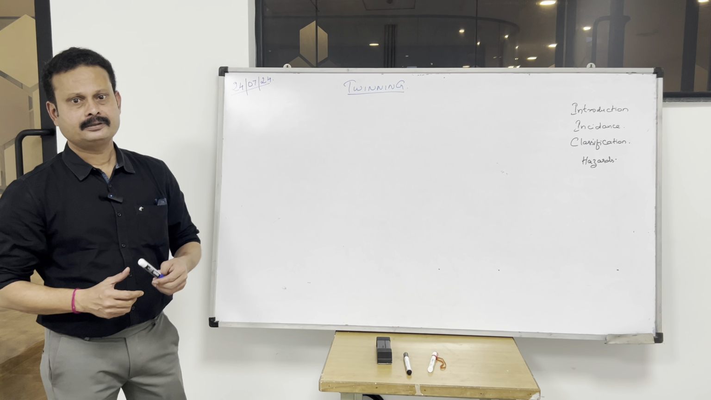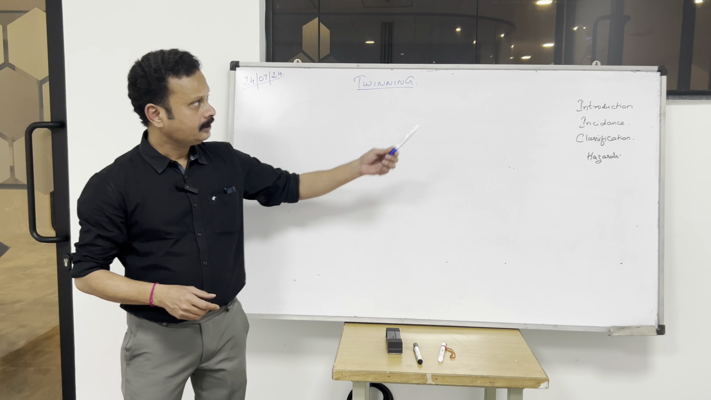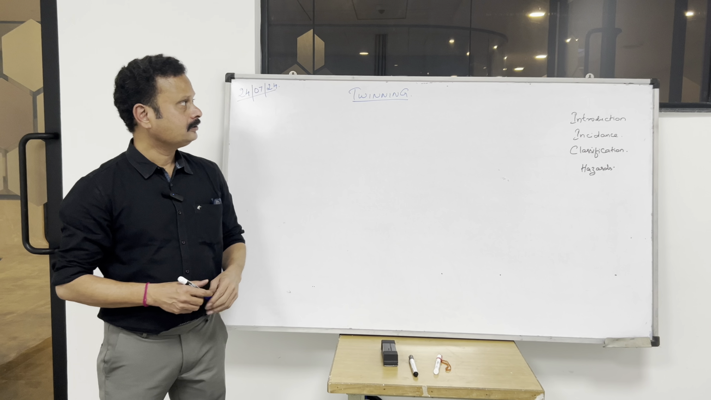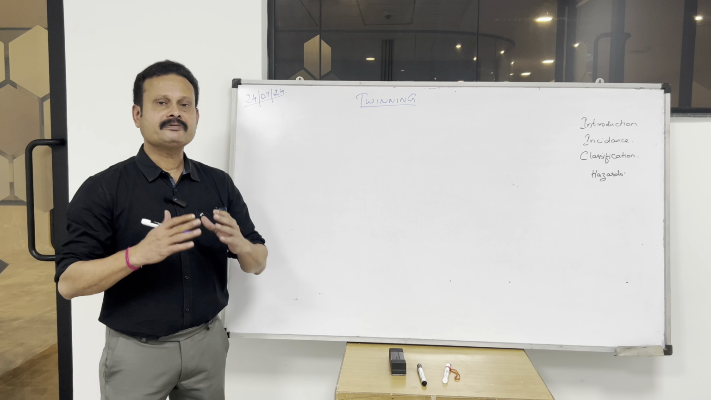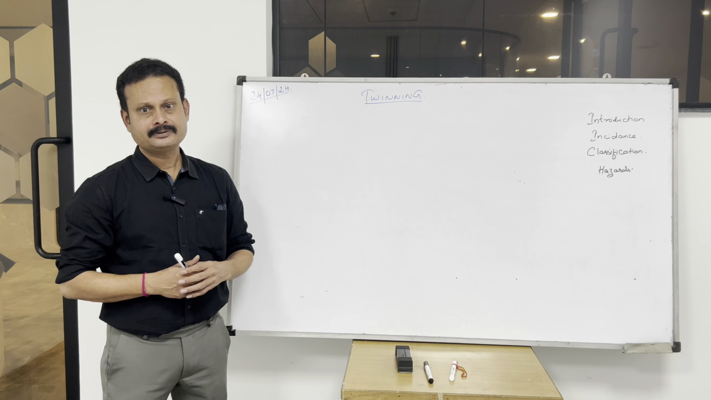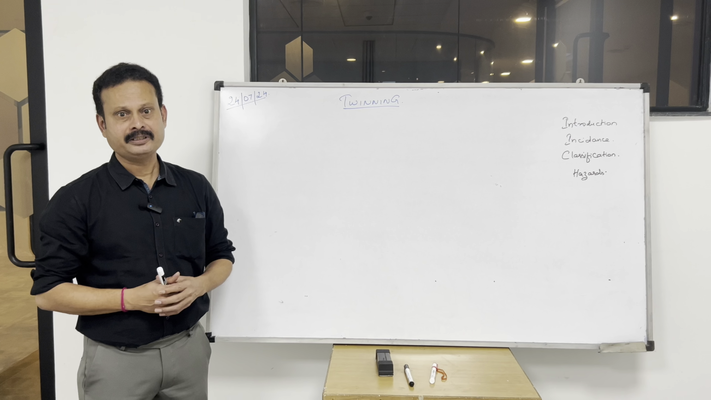Hello, let us now study about the topic twinning under these headings. Introduction, like what is twinning? Twinning means when a mother gives birth to two or more children, it is called twinning.